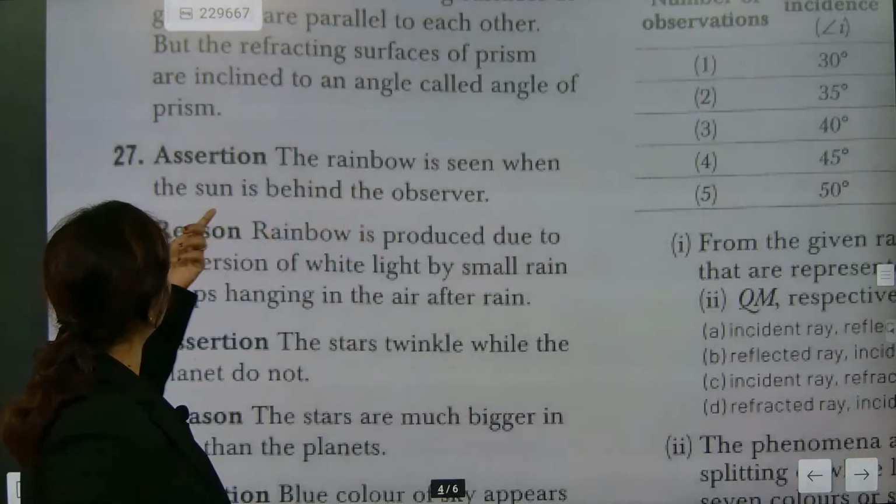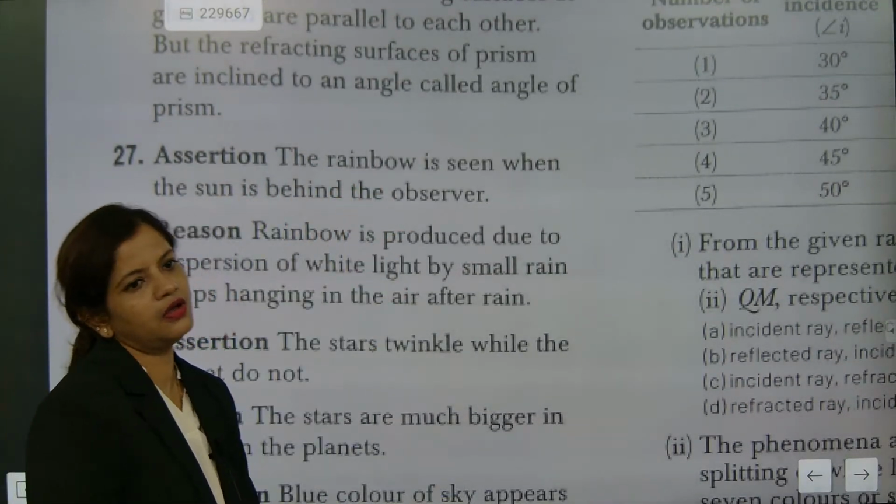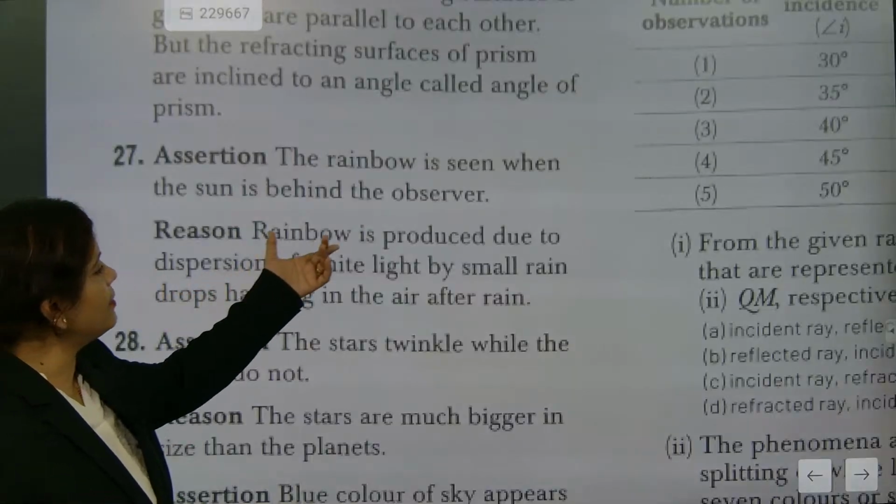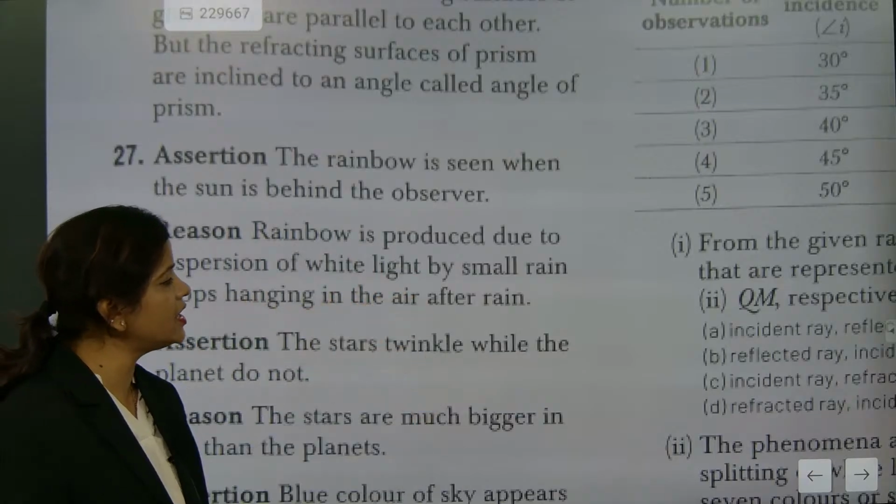Now go for the second question. The rainbow is seen when the sun is behind the observer. Maybe true. Rainbow is produced due to dispersion of white light by small raindrops hanging in the air after rain.